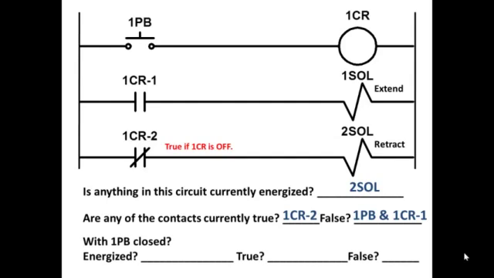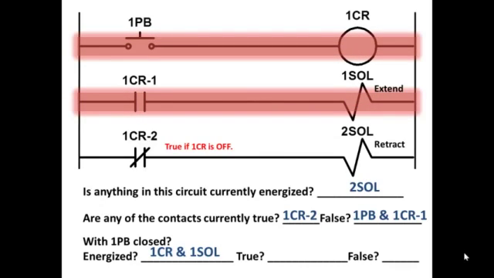With one push button closed, okay? Pretend like right now somebody's pushing that push button. That's going to allow current to flow through and energize 1CR. In that state, with that scenario, is anything energized? I just gave you one. Yes, 1CR is energized. That closes the normally open contact 1CR-1, which allows current to flow through 1 SOL, energizing that coil, which is a solenoid. It shifts the spool to the other side and allows compressed air to be pushed in the back of the cylinder, pushing the rod out and extending it.